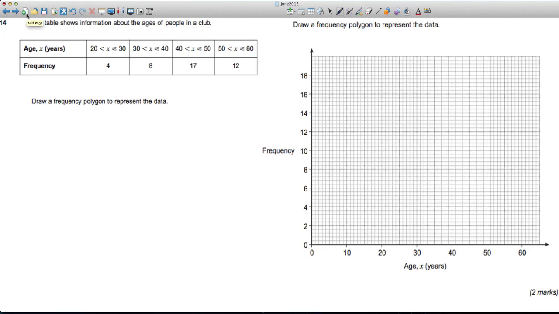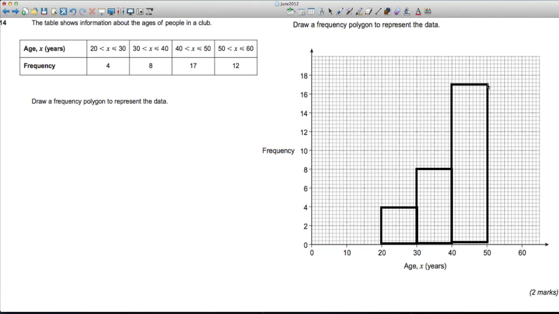Okay, question 14. The table shows information about the ages of people in a club. Draw a frequency polygon to represent that data. Now, a frequency polygon, one way of remembering it is you could think of it like a bar chart. So you could roughly do a bar chart first. We want a frequency of 4 between 20 and 30. We want a frequency of 8 between 30 and 40. We want a frequency of 17 between 40 and 50.